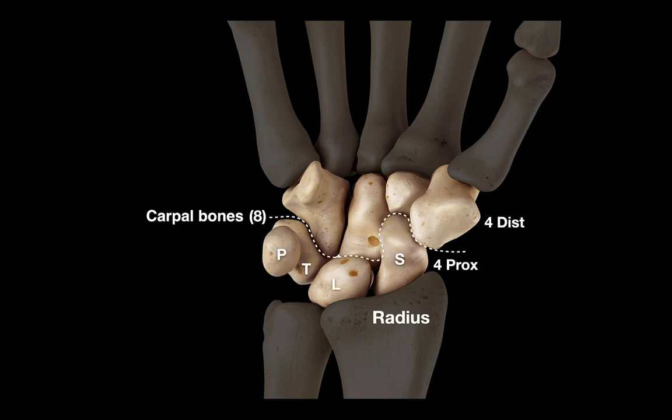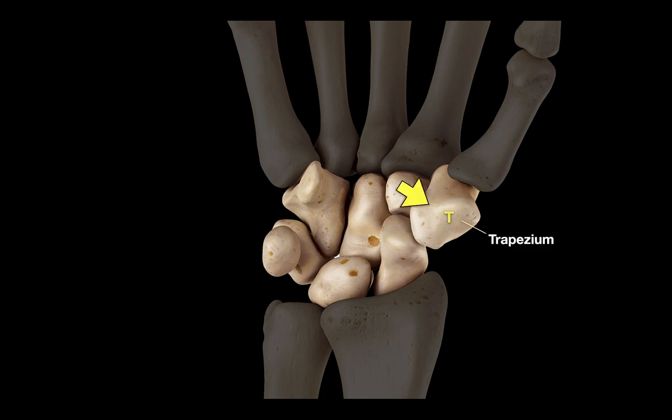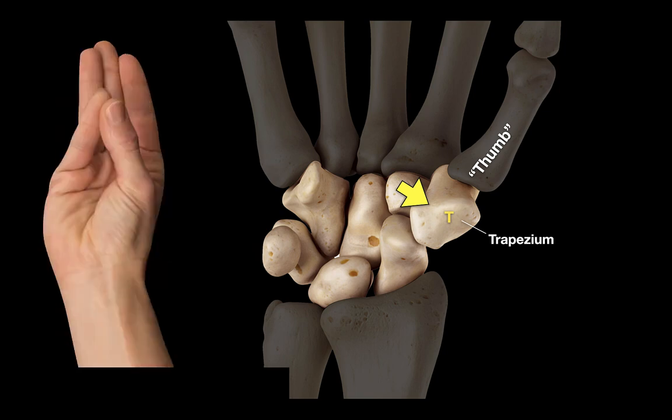Now, that was the proximal row and the 4 bones. Let's now go to the distal row of 4 bones, starting on the radial side. The first one is the letter T, and that T stands for trapezium. I remember this because of trapezium thumb. This is the carpal bone that articulates with the thumb, that forms a synovial saddle joint, and that enables the opposition and reposition movements.